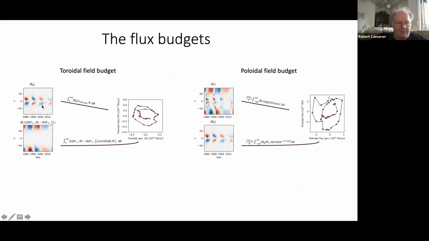So we can make a budget for the toroidal field. The toroidal field is generated by the large-scale differential rotation, so the axisymmetric flow acting on the axisymmetric field, and it's lost through flux emergence. In the toroidal field, we have flux crossing the equator, and the amount which crosses the equator depends upon the latitude at which it emerges and Joy's law. And we have the amount which is actually in the northern hemisphere. So we'll end up with two budgets which describe what's happening on the sun.